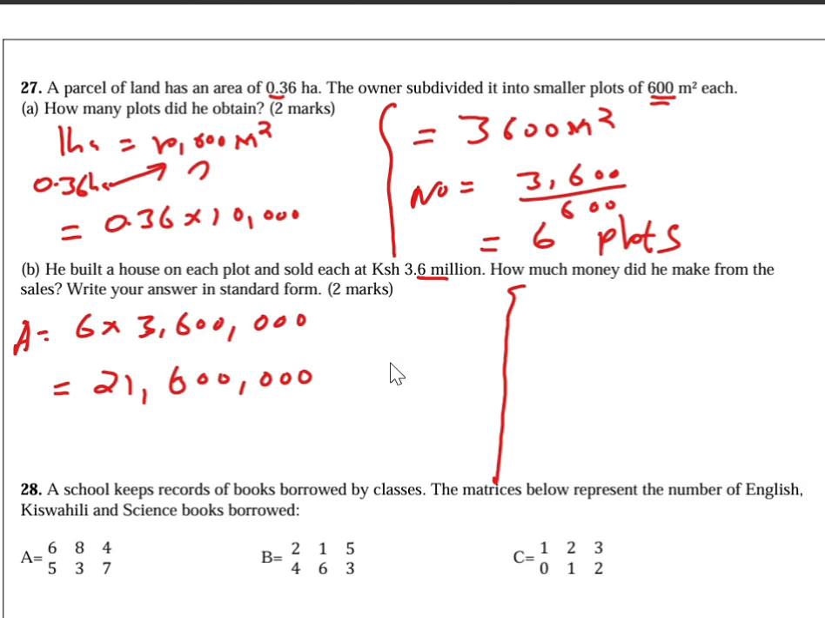21,600,000. We want the number in standard form. So remember, tulisema decimal point for a whole number iko huku mwisho. So tunahamisha how many steps we count. So from here, tunaanza 1, 2, 3, 4, 5, 6, 7. So it will be 2.16 times 10. Tumeenda how many steps? 7 steps to the left. Remember, the sign is positive, and therefore the answer is 2.16 times 10 raised to power 7. We'll score those 2 marks.